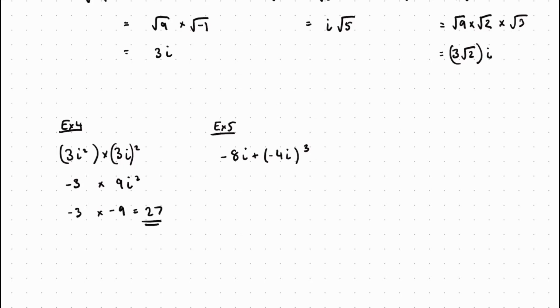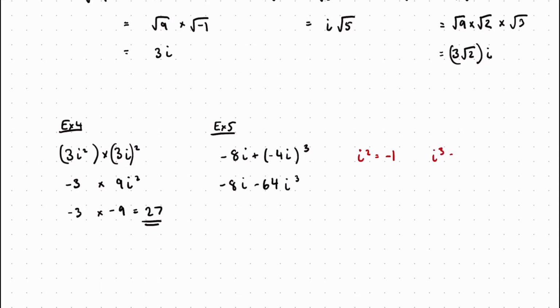Let's have a look at what's going on here. Well, minus 8i, there's nothing I can currently do with minus 8i. So let's have a look at the plus (minus 4i) cubed. When I expand out that bracket, I get minus 4 cubed, which is negative 64, and then i cubed. And you've got to think, what can you do with i cubed? Well, I know that i squared is minus 1.